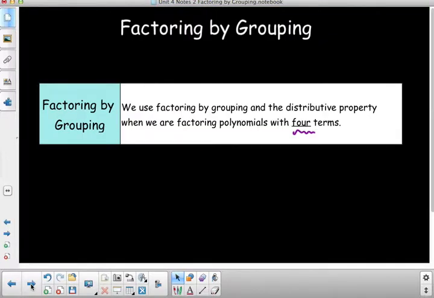Factoring by grouping is when we use the distributive property and factor polynomials with 4 terms. It's important to recognize that there needs to be 4 terms in order to group them. And if we look at the steps to factoring by grouping, you'll see why there needs to be 4 terms.